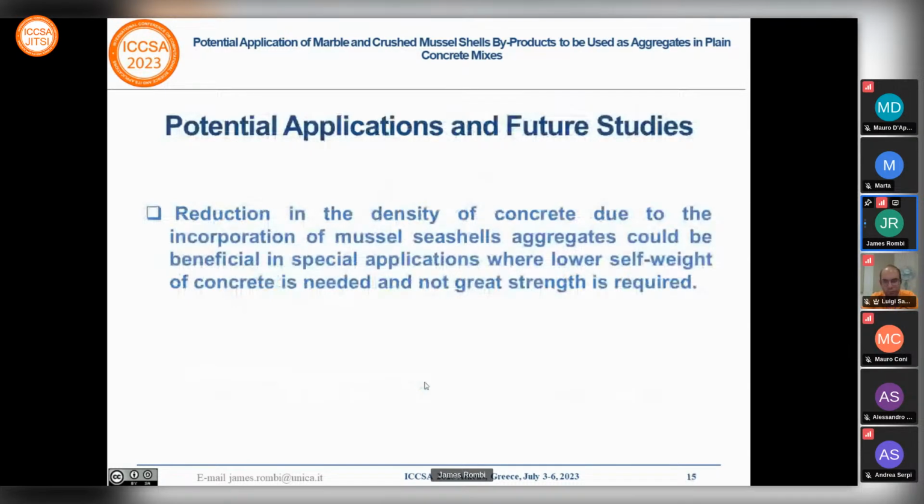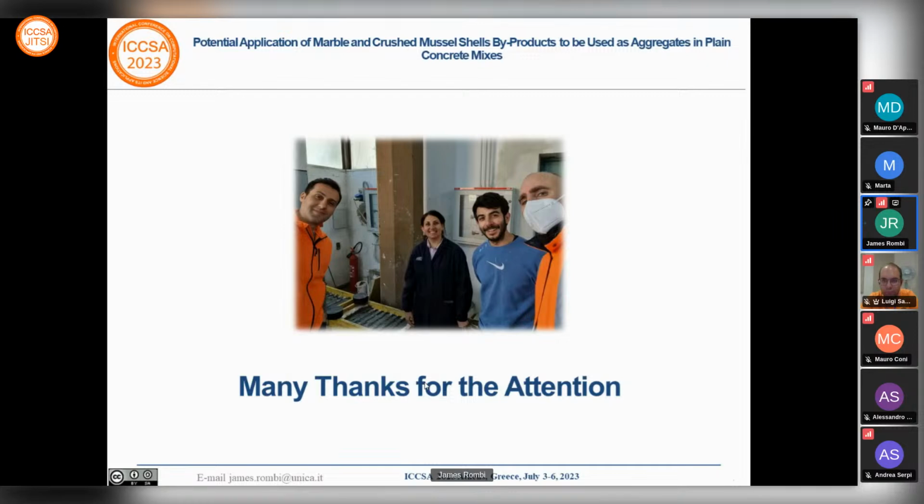Potential applications and future studies. The reduction of density of concrete due to the incorporation of mussel shell aggregate could be beneficial in special applications where lower self-weight of concrete is needed and great strength is not required. I must say that we did some testing campaigns in order to start to construct benches or sitting places using this type of concrete. I thank you for the attention, and thank you very much.